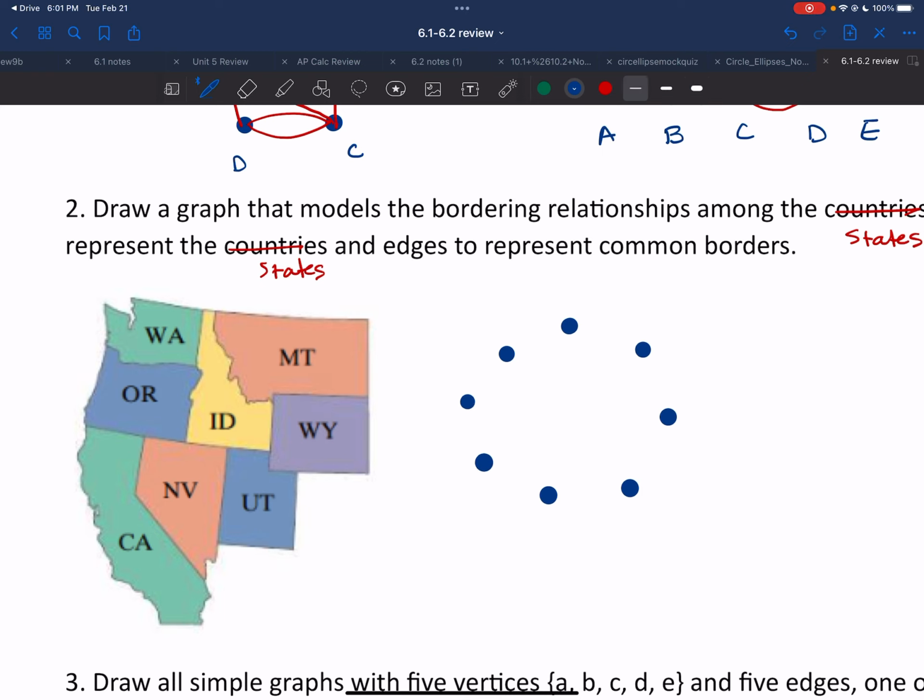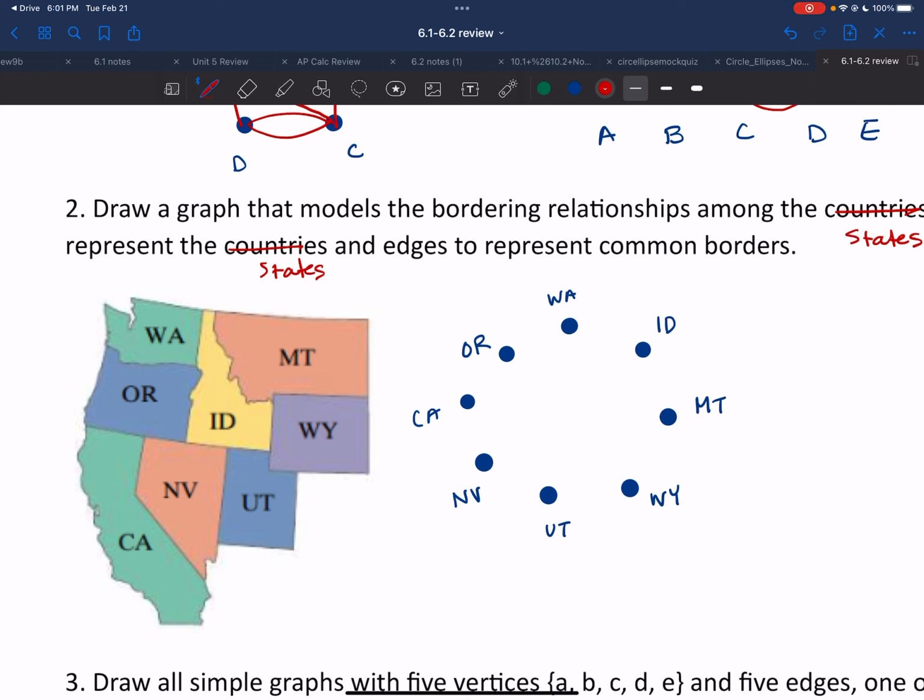So Washington, Idaho, Montana, Wyoming, Utah, Nevada, California, and Oregon. Okay, so all of them are represented. And so the key to doing a map like this is that you are going to start with one and then continue out from there.